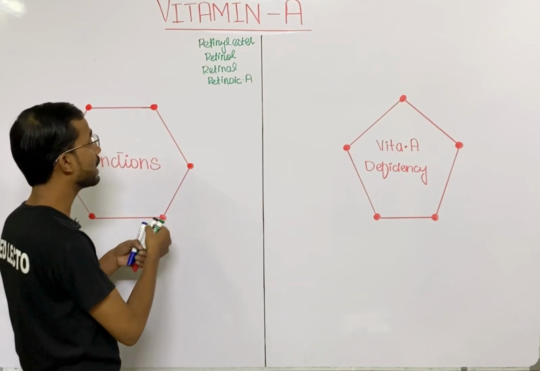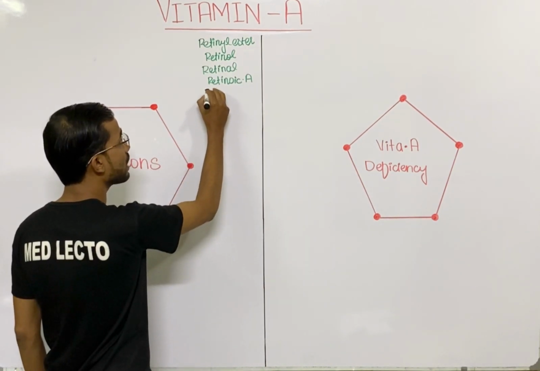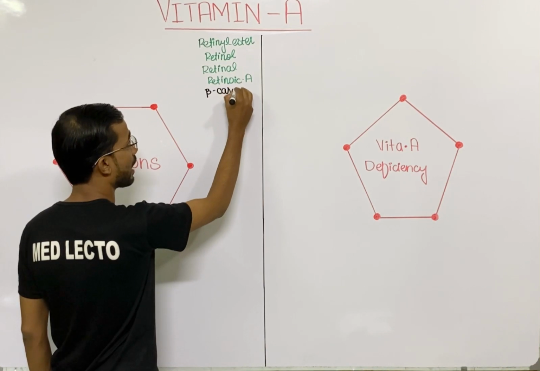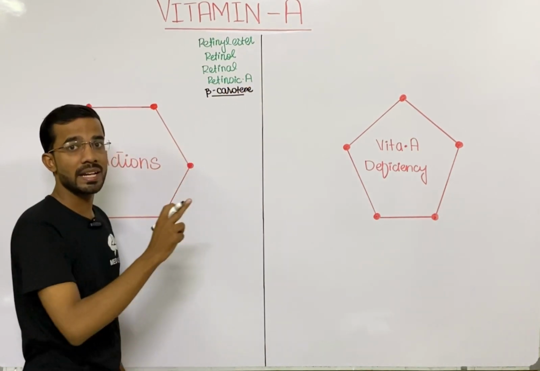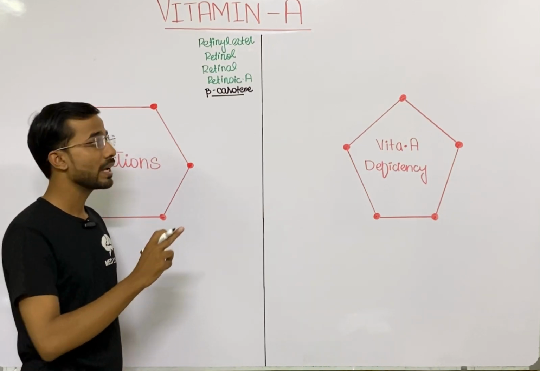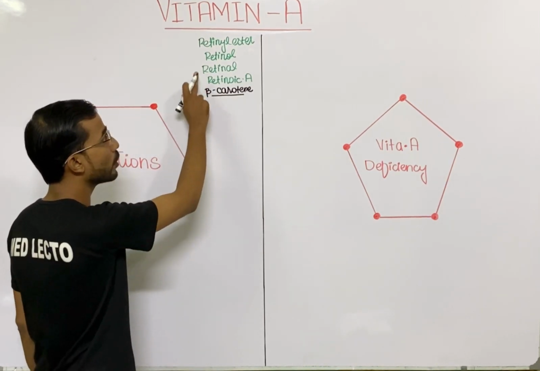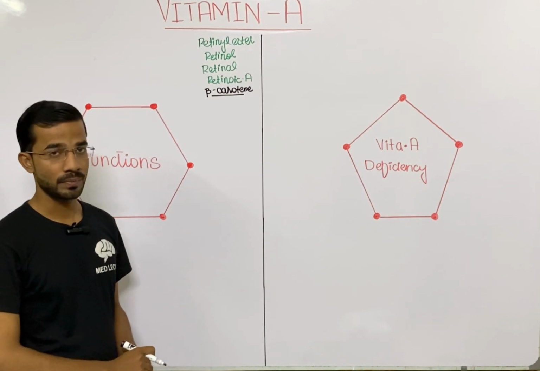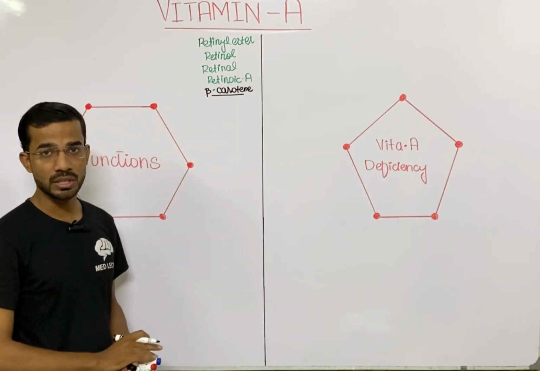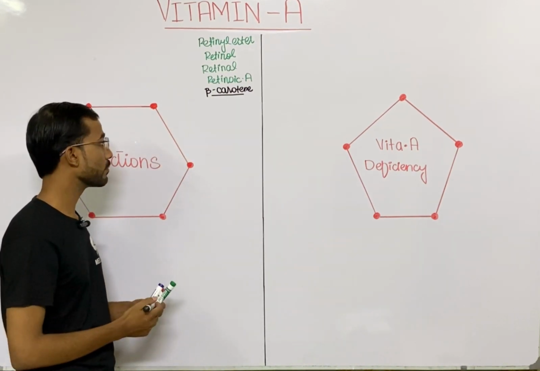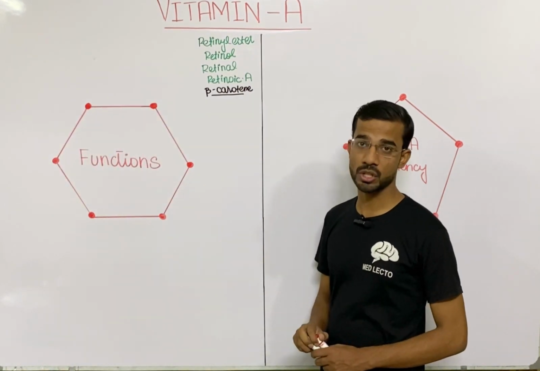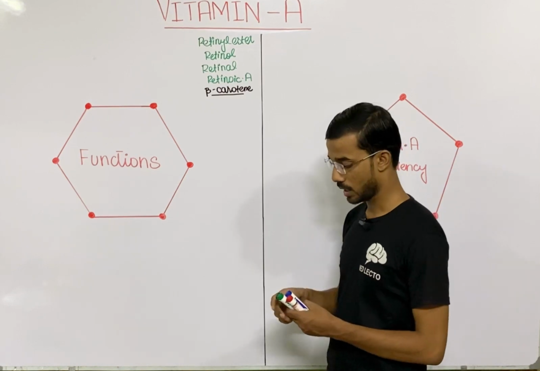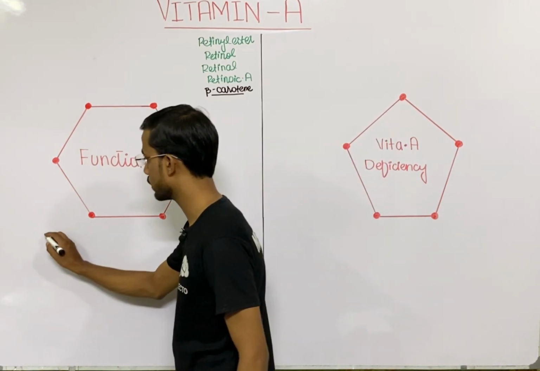Okay. And the last one is beta carotene. So actually, when beta carotene breaks down, it will convert into two molecules of retinol. We have discussed all these different forms. Okay. First of all, let's discuss the six major functions of vitamin A. First one is the visual cycle.